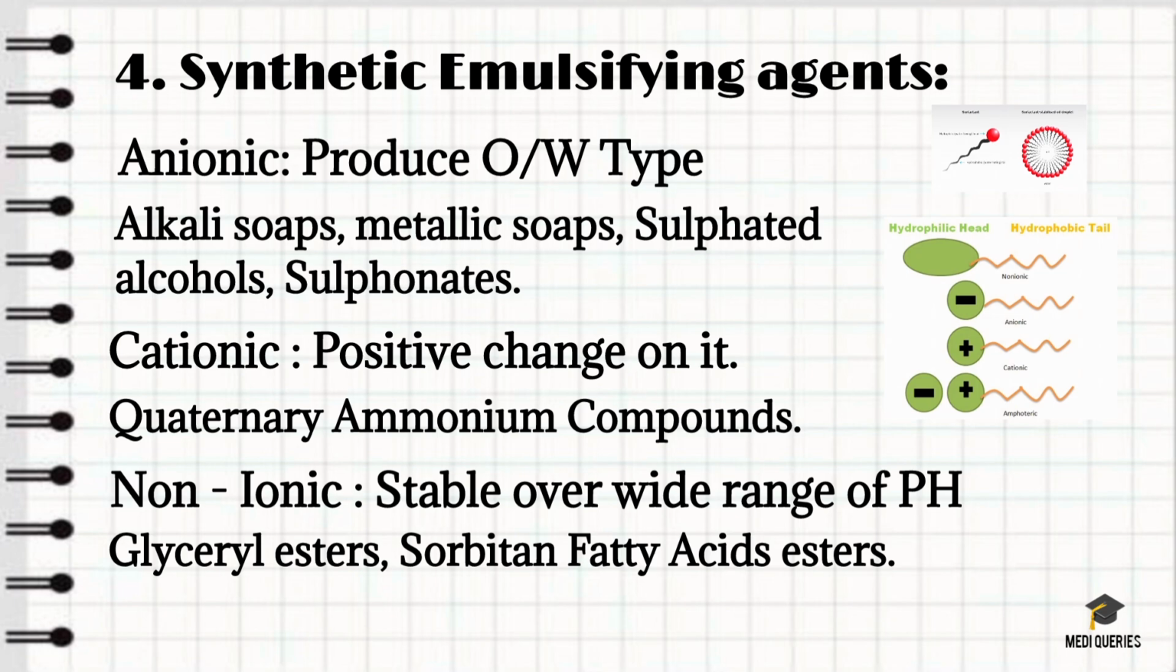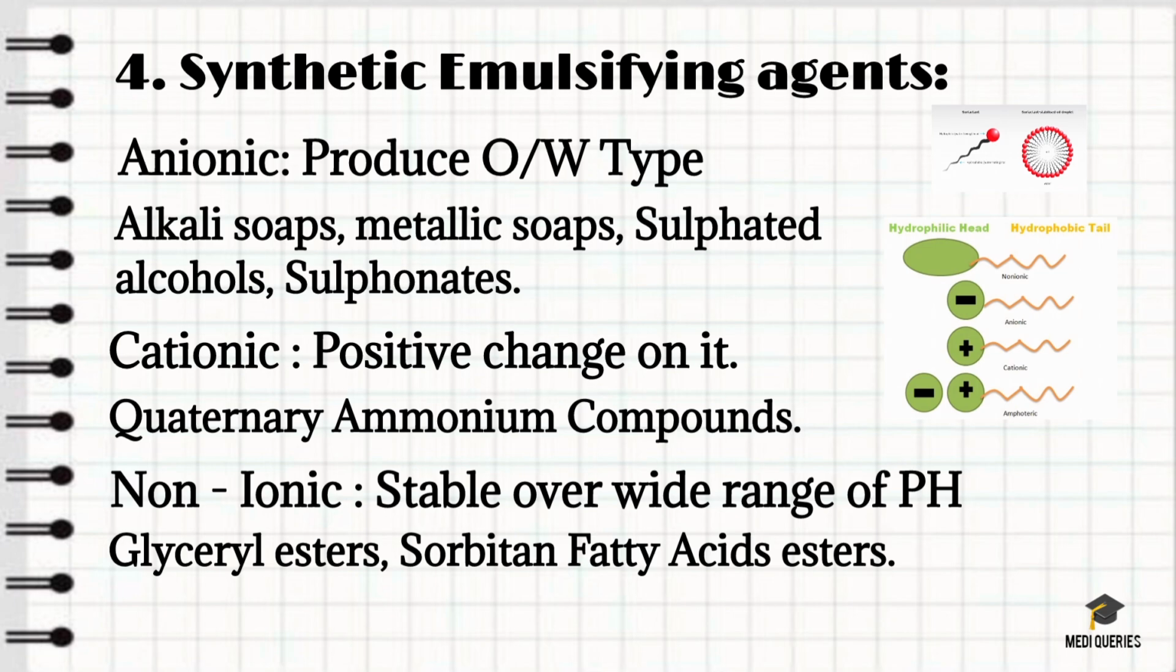The next one is the cationic surface active agents. The quaternary ammonium compounds such as benzalkonium chloride, benzethonium chloride, and cetrimide are used as cationic emulsifying agents. Cationic surface active agents bear positive charges, so they are mainly used in preparations meant for external use such as skin lotions and creams. And third one is the non-ionic. The glyceryl esters such as glyceryl monostearate, and sorbitan fatty acid esters such as sorbitan monopalmitate, are commonly used as non-ionic surface active agents. They are widely used in the preparation of pharmaceutical emulsions because emulsions prepared with non-ionic surface active agents remain stable over a wide range of pH changes.